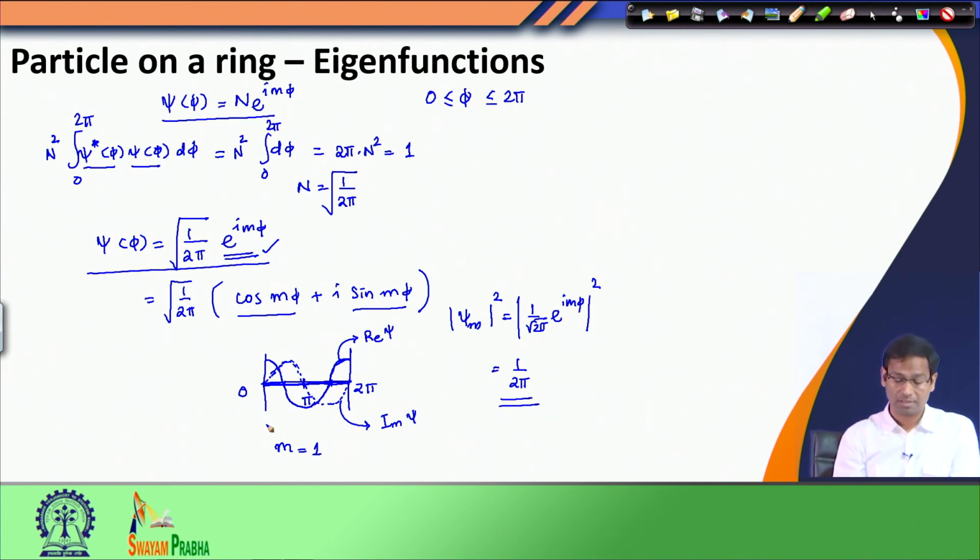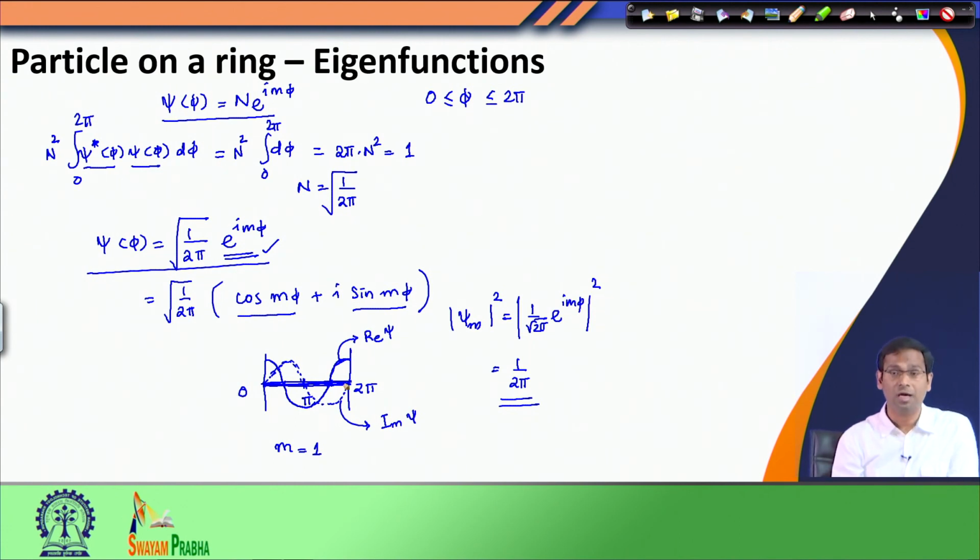Other thing that you must remember is that when I increase the value of m, when I go to m equals 2 or m equals 3, you would see that I will have to fit in more and more number of wavelengths within the same length 0 to 2 pi. So, that means, for higher values of m, I will develop more number of nodes.